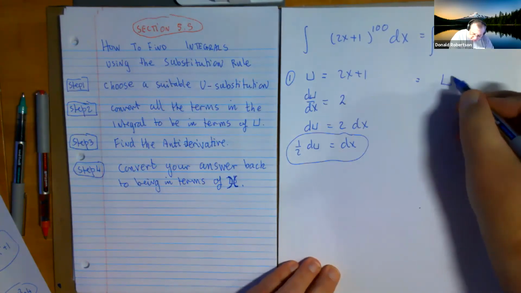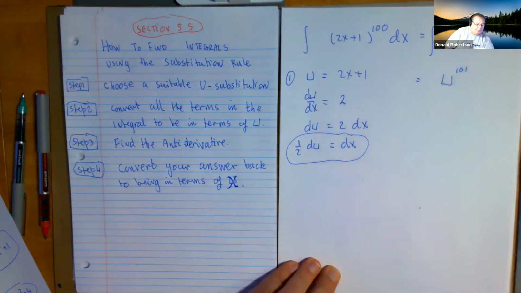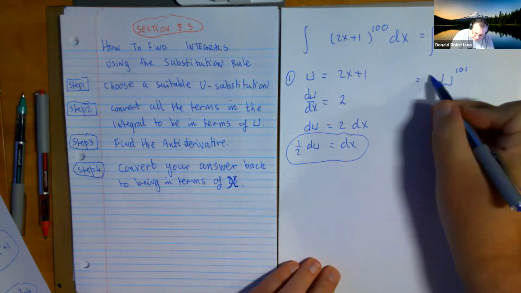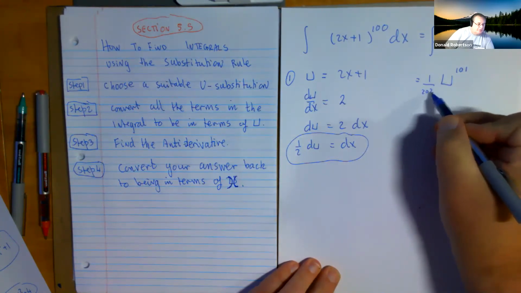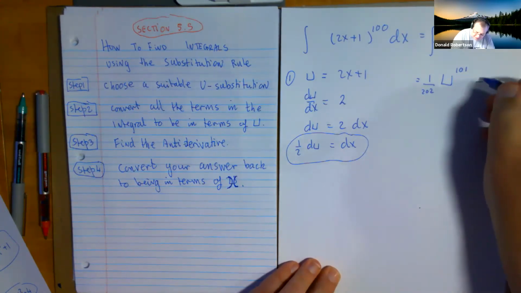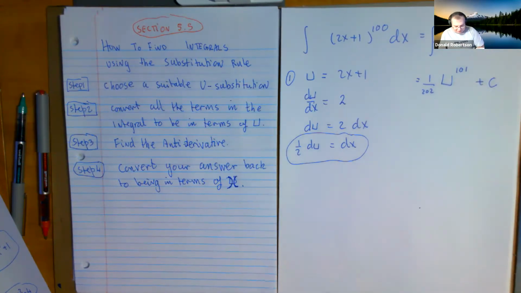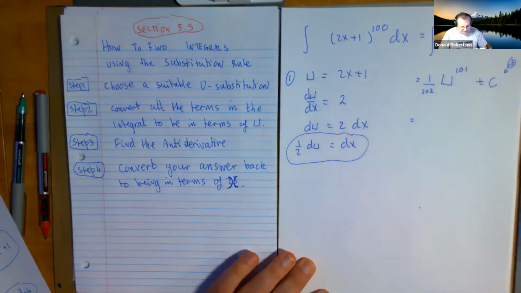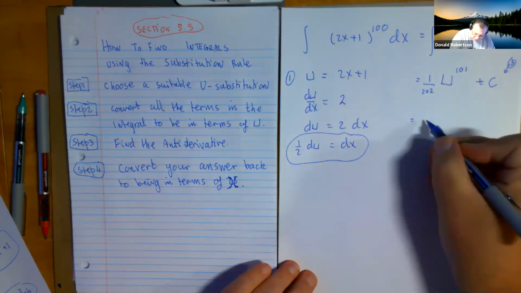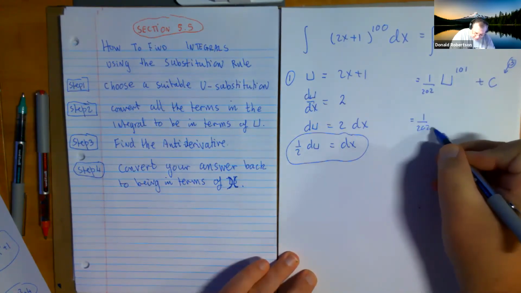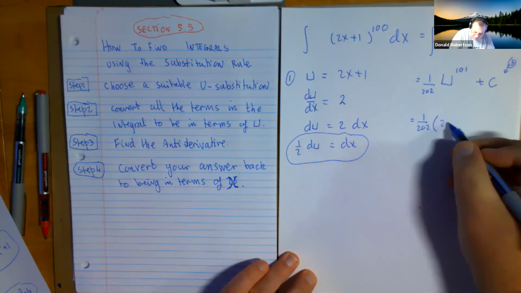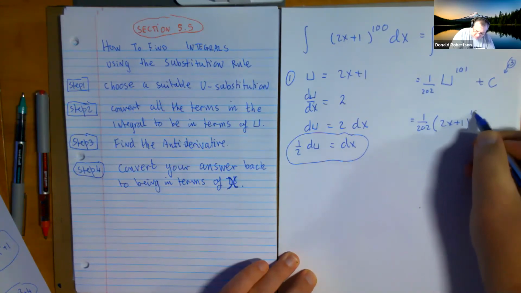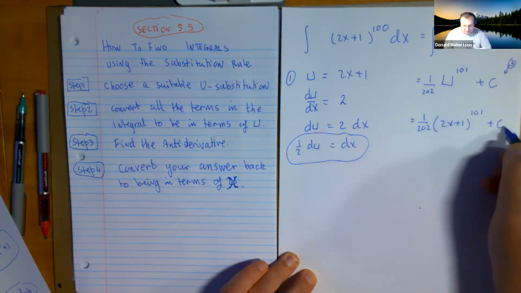So I will add 1 to the power. I will divide by that new power, which is where that weird fraction comes from, and I'll add c. So that's step 3. So there's step 2 here, and there's step 3 here. Now return back to x's. Well, it's 1 over 202 times 2x plus 1 to the power 101, add c.